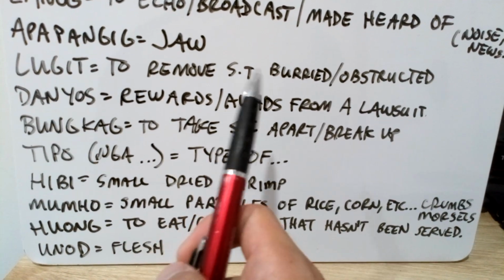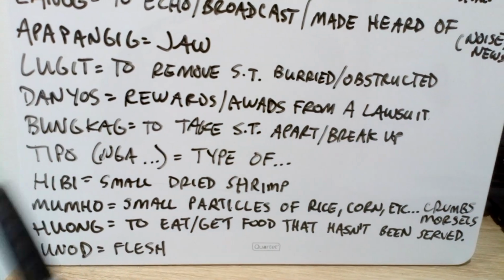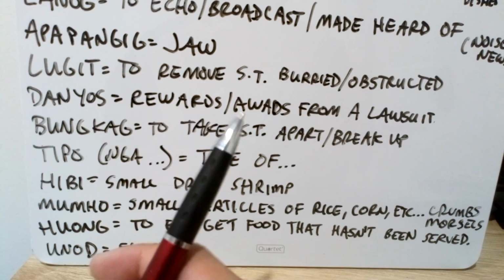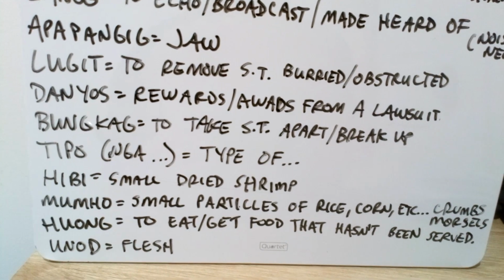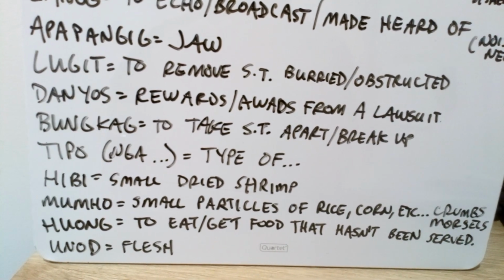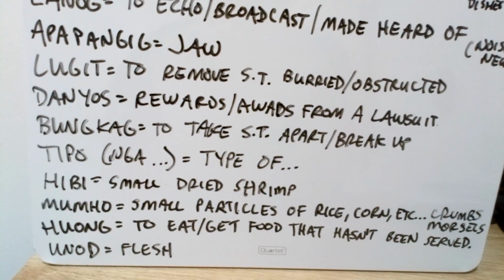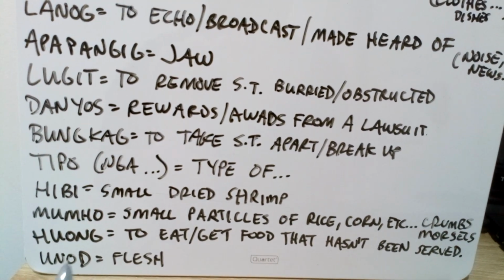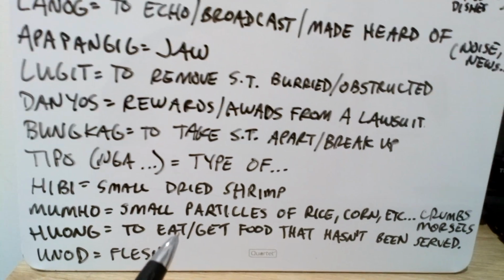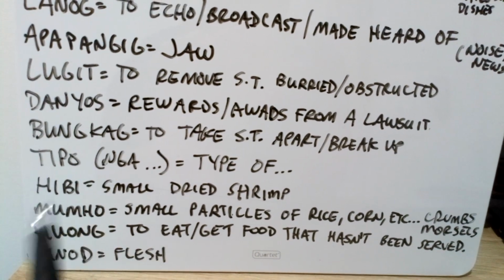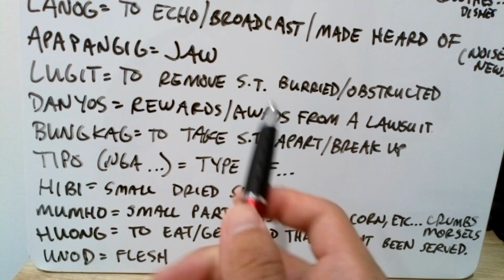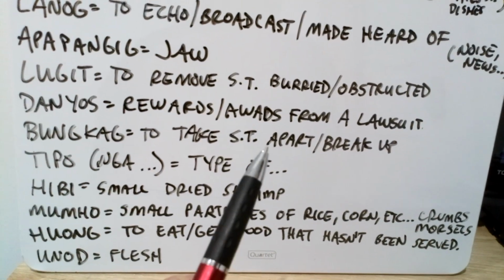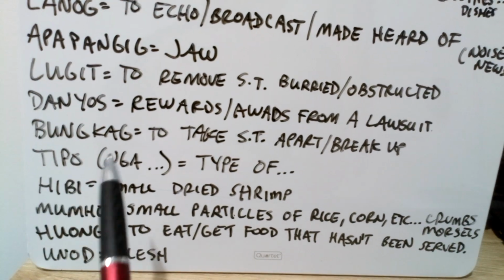Lugit means to remove something buried or obstructed. So lugit can be like, if a tube had something obstructed and nothing else can go inside it, you physically remove the obstruction and then it's clear, right? Or if you were shot with a gun and the round is inside your body and you remove the round out of your body, you can use lugit, because you were shot. Lugit means to remove something buried or obstructed out of something, right?